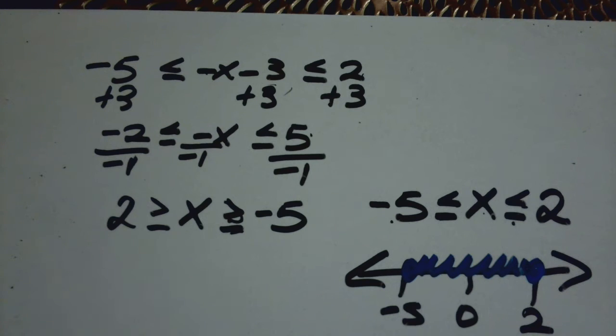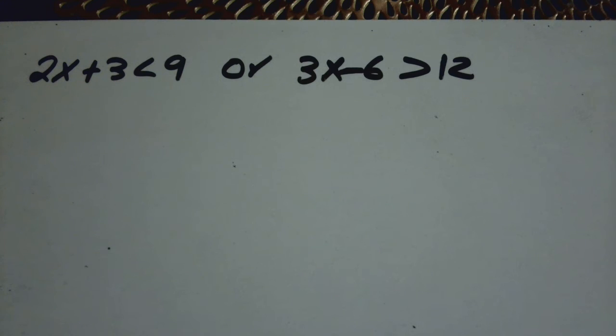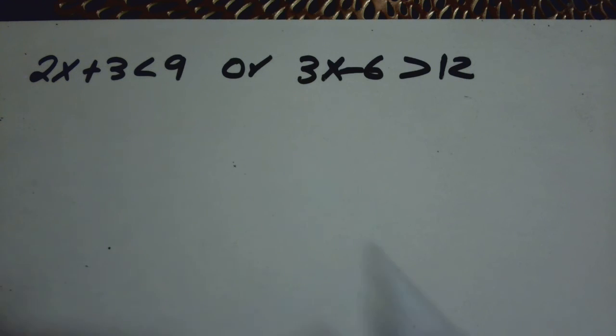Okay? So now we're finally going to get to an or. So we've seen a ton of ands here. All right, so here's an or, and it's very self-explanatory as we write it, and you'll see it looks completely different because they're separated. 2x plus 3 is less than 9, or, so we'll write the or in between, 3x minus 6 is greater than 12. Okay, so all you do is solve one and then solve the other, and we're going to graph them.